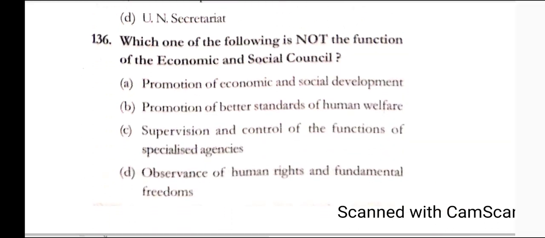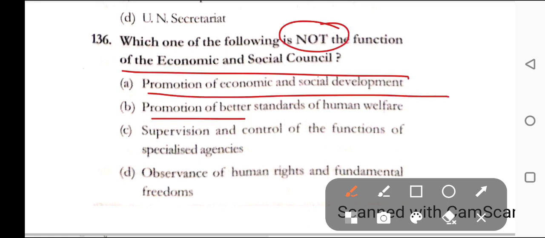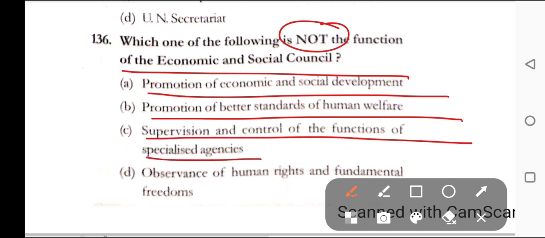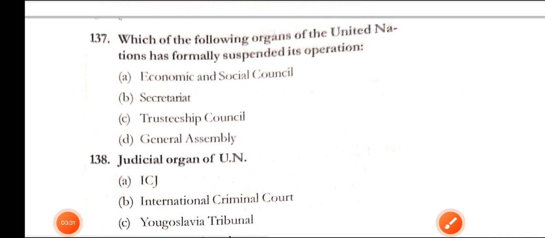Question number 136. Which one of the following is not the function of the Economic and Social Council? Option A, promotion of economic and social development, promotion of better standards of human welfare, supervision and control of the functions of the specialized agencies, observers of human rights and fundamental freedoms. The correct answer here is option C, that is supervision and control of the functions of the specialized agencies. Question number 137.